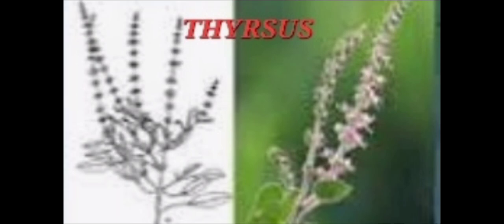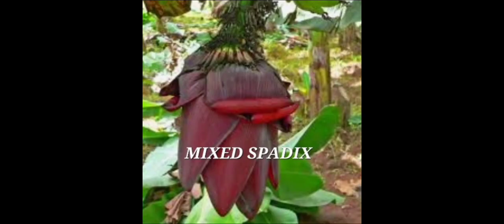Then we come over to the mixed spadix. Spadices with cymose inflorescence arranged acropetally on a fleshy axis having colored spathes. This is seen in banana. Bright red colored spathes cover the banana flowers in the mixed spadix of banana.